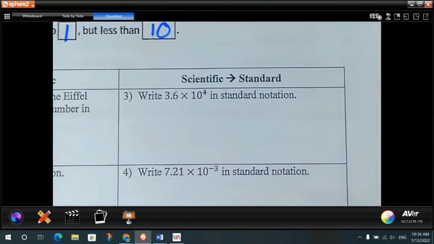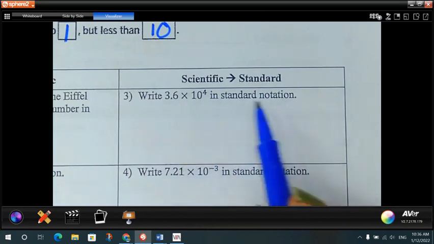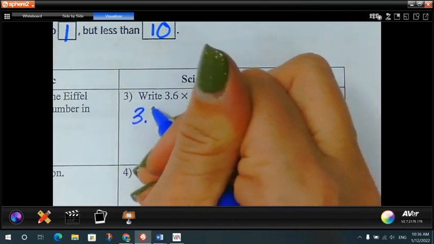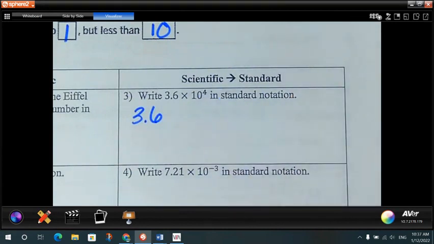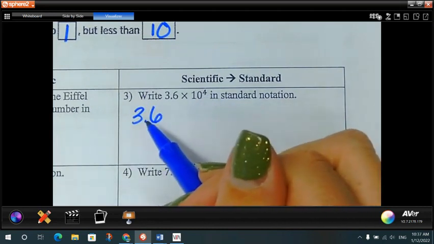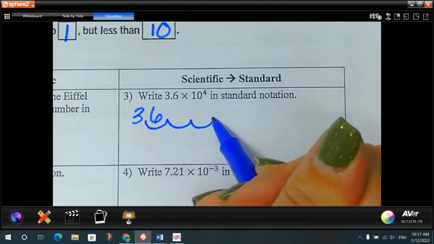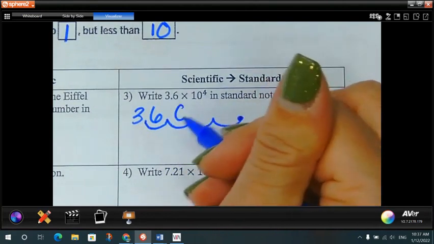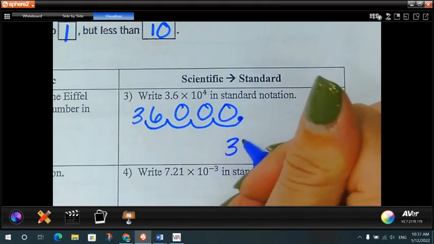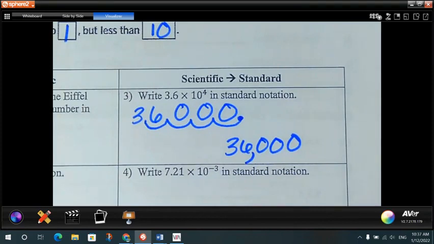Let's try another one. Now we're going from scientific notation to standard notation, so writing it the regular way. So I start like this. Write the first number. This 4 tells me how many spots I have to move and in what direction. This is a positive exponent, so I want to make this number bigger. So I'm going to move 4 places. 1, 2, 3, 4. Okay, I'm going to fill in the bottom of my waves here with zeros. Now I'm going to rewrite the number without any of those waves. I'm going to put my commas in the right spot, 36,000.